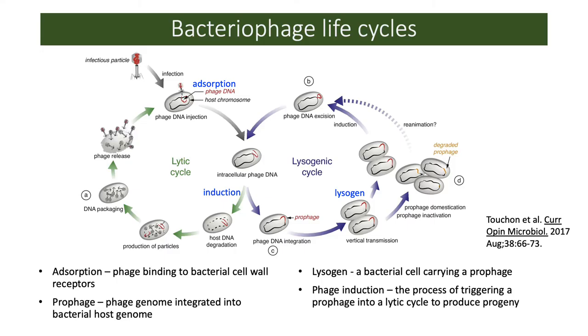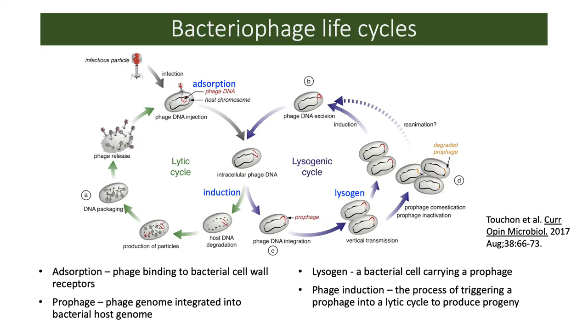If this phage is a virulent phage, then the phage DNA will cause the bacterial host cell DNA to degrade and instead produce more phage DNA and the proteins needed to make phage particles. This then results in the phage DNA being packaged into virus particles and these phage particles being released. As a result of this release, the bacterial cell is killed, and that's known as lysis.